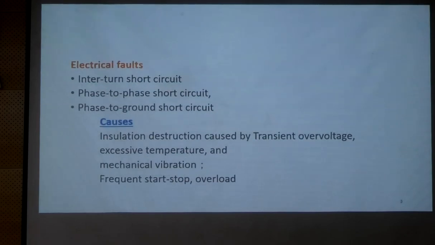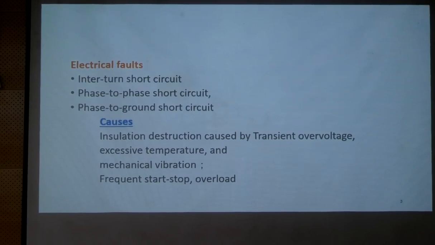So when it comes to electrical faults, we have interturn short circuit, phase to phase short circuit, phase to ground short circuit. So it may be caused by insulation stress behavior, thereby the failures due to the transient over voltages switching aspects, especially when we are going for PWM applications.